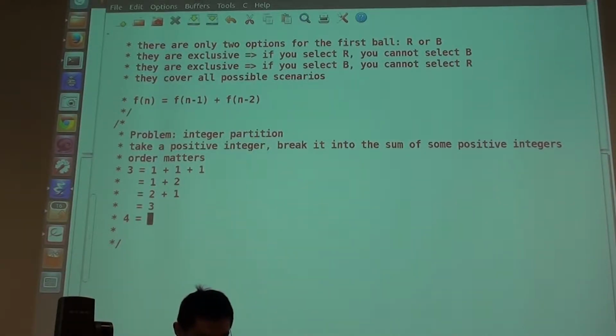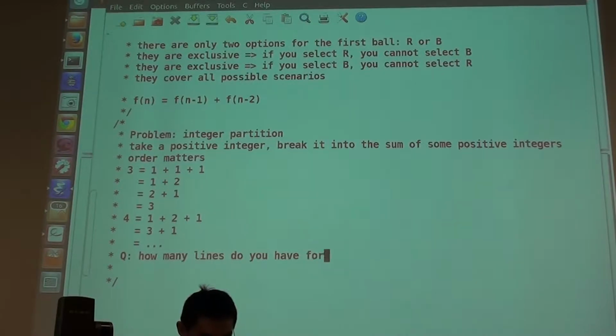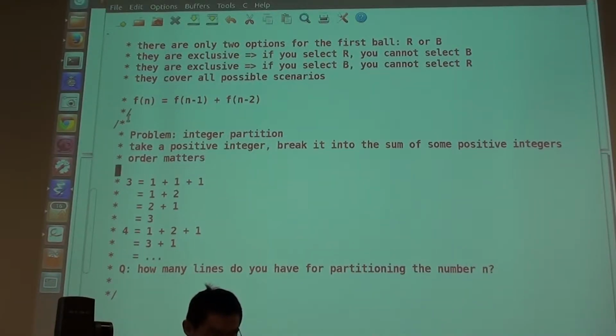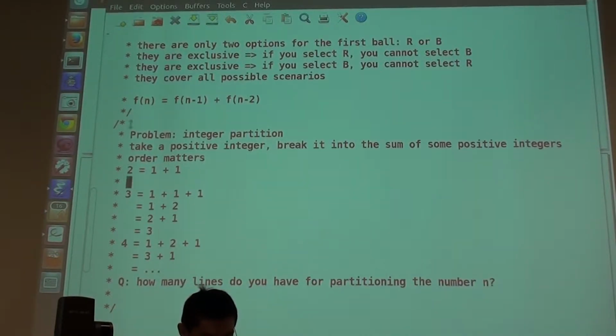You have a 4, you may write 1 plus 2 plus 1. I just write a few examples, or 3 plus 1. So the question is, how many ways do you have for partitioning the number n? As you can see, maybe I start with even smaller ones.